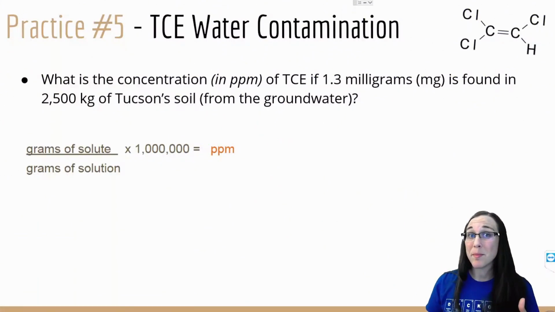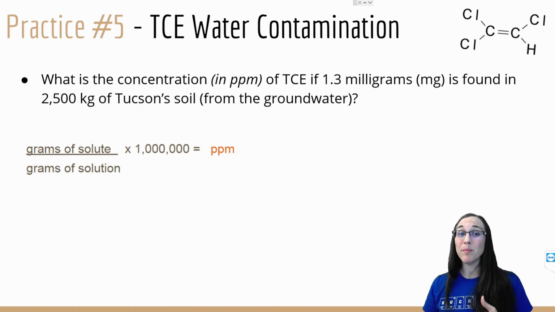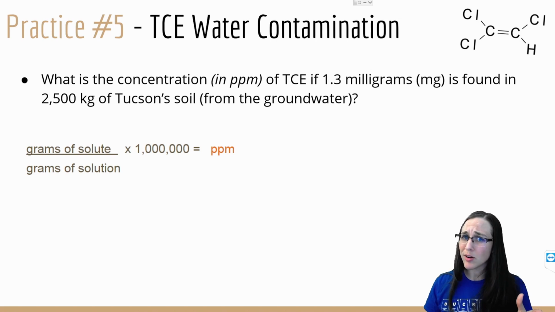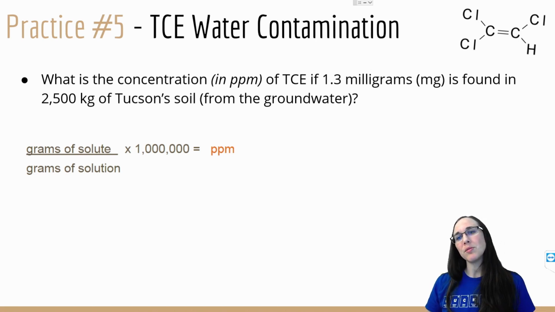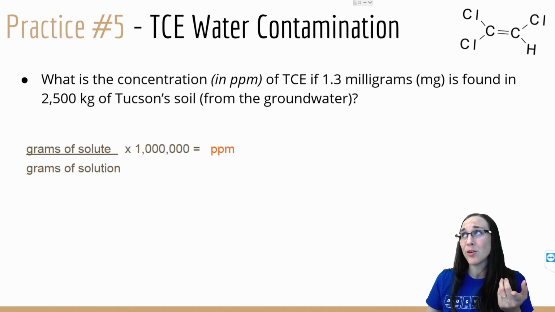Here's a blast from the past practice question. If we want to know what the concentration is in parts per million, ppm, of TCE, that's trichloroethylene, if 1.3 milligrams was found in 2,500 kilograms of Tucson, Arizona's soil from the groundwater. By the way, this is a real thing. There was a TCE underground water contamination in Tucson, Arizona.